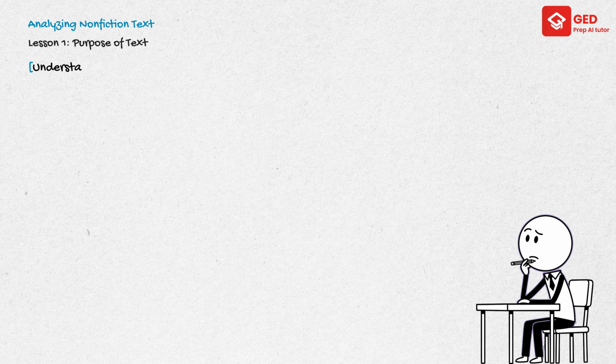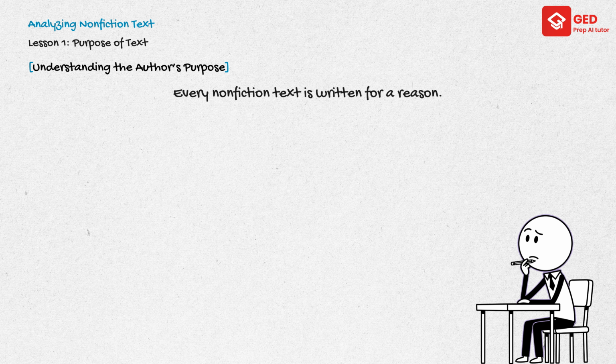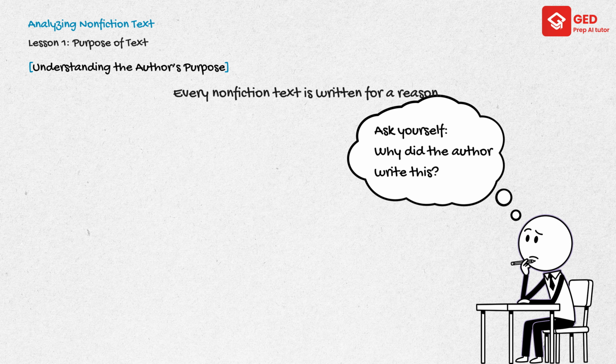Then we'll look at common traps, and the final strategy you need for test day. Lesson 1. Purpose of text. Understanding why an author writes helps you understand what the text is trying to accomplish. When reading nonfiction, the first question you should ask is, why did the author write this? Writers have different purposes depending on their goals.